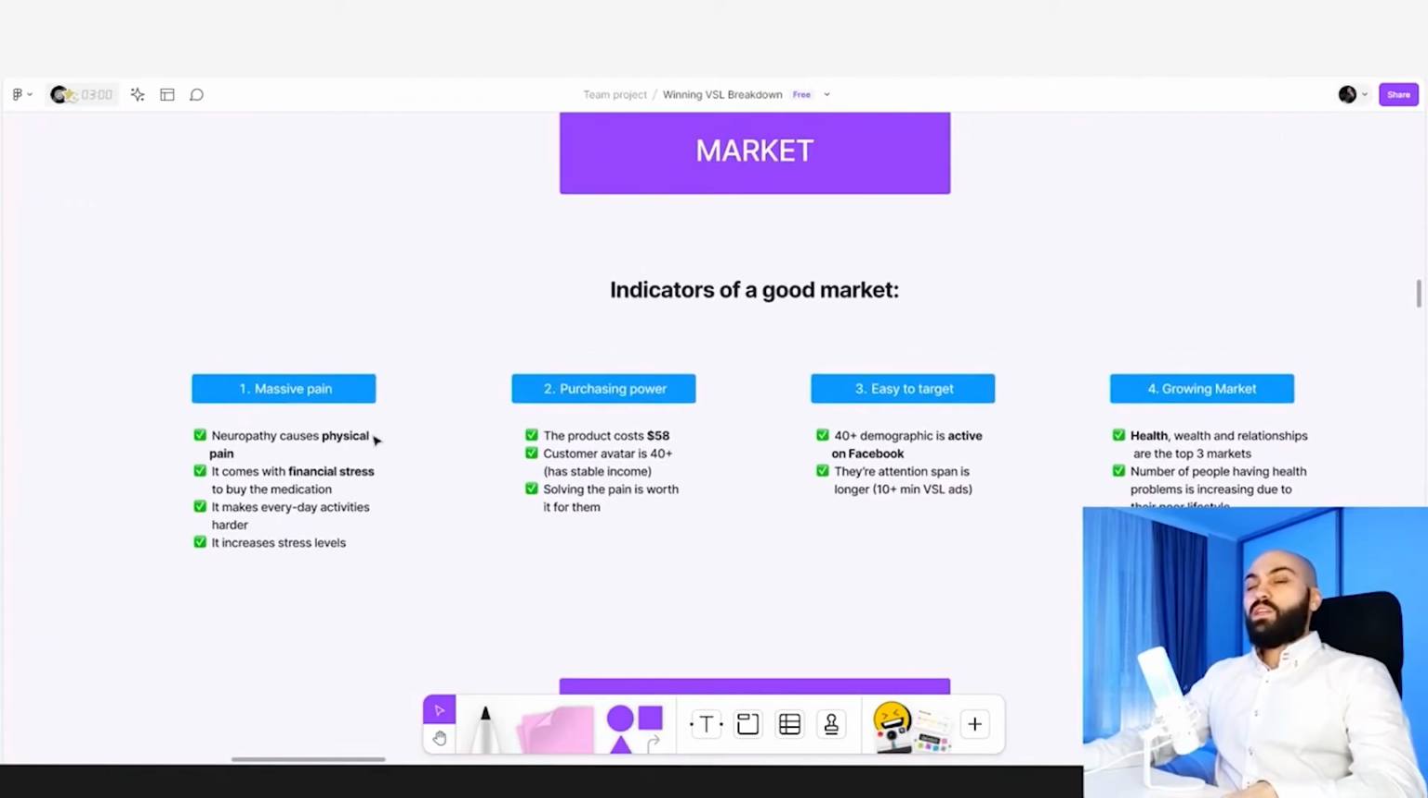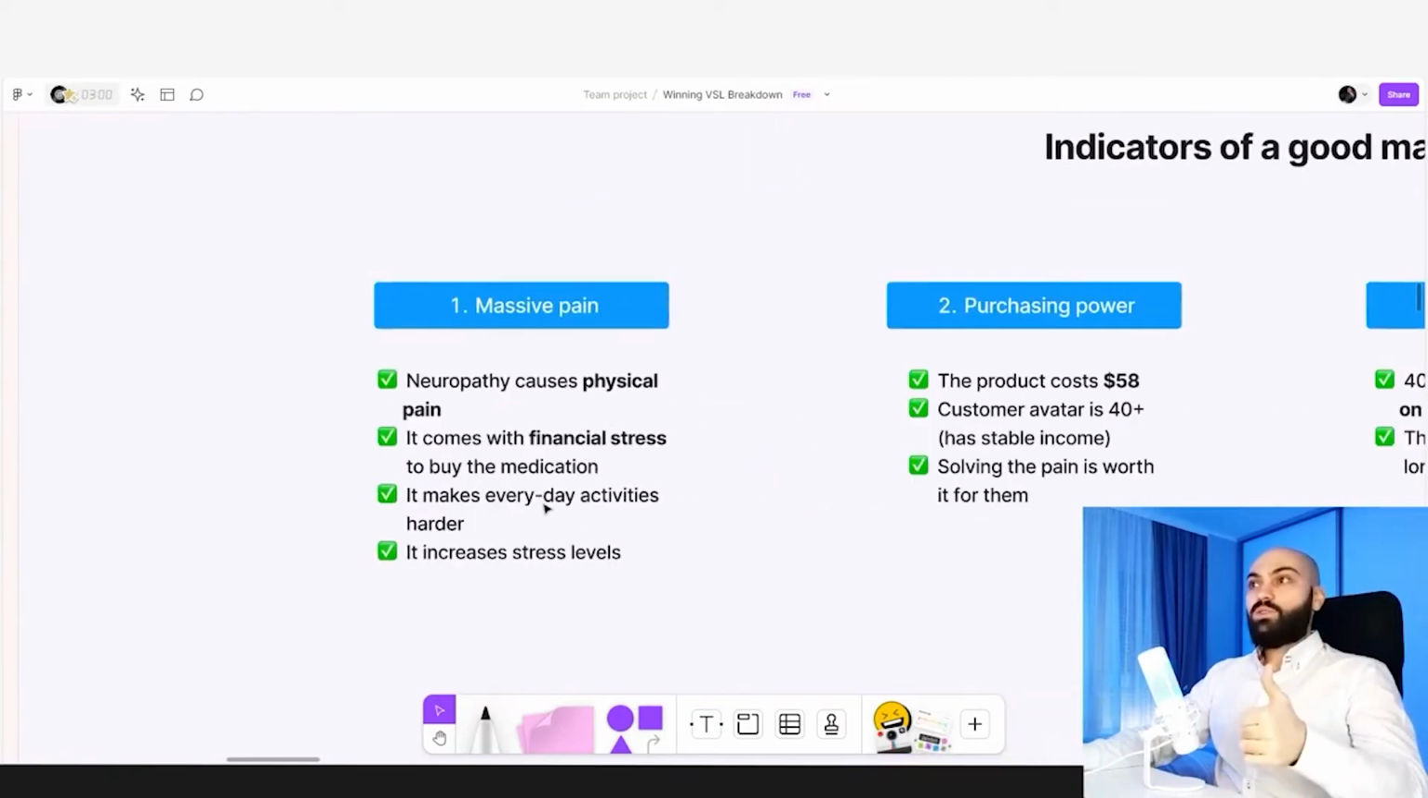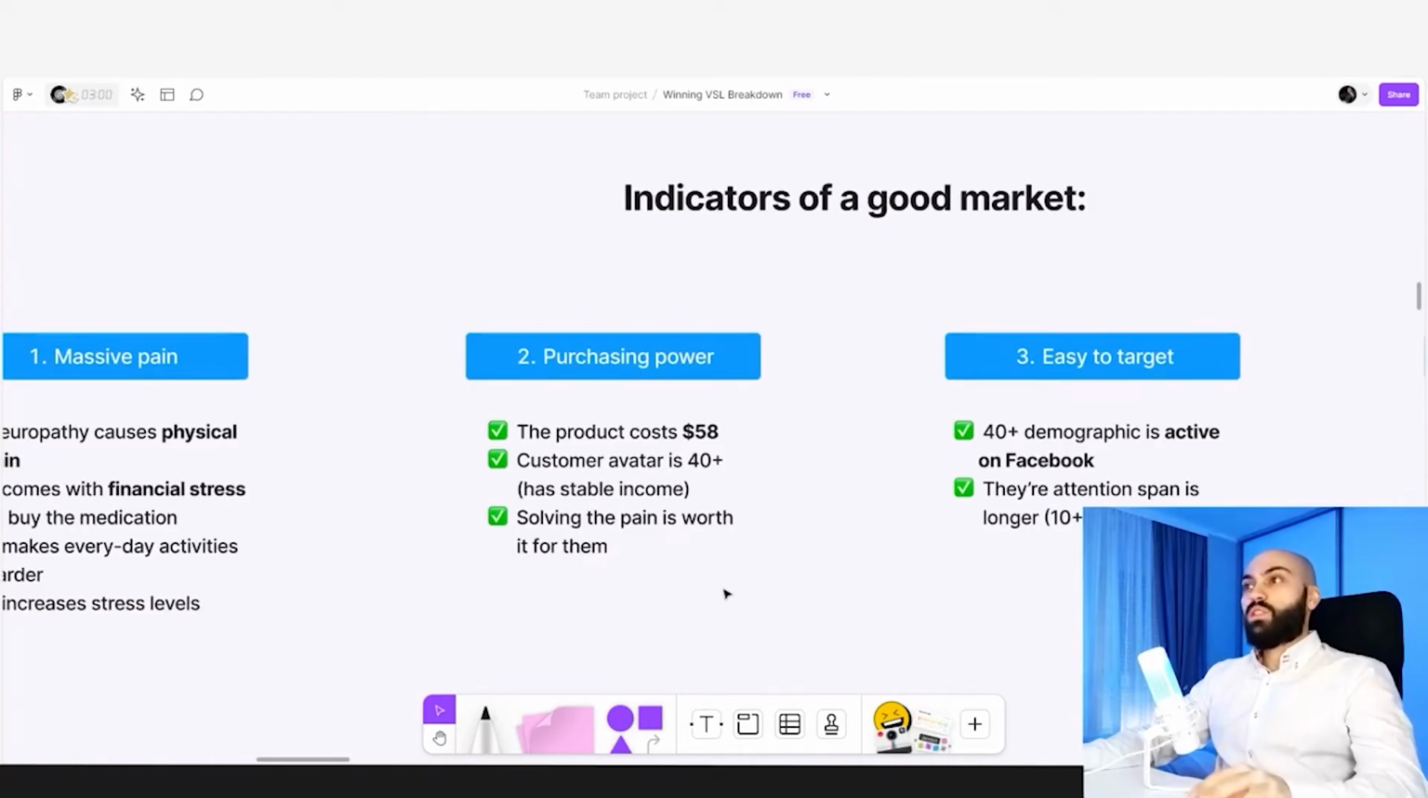Indicators of a good market are massive pain, purchasing power, they're easily targetable, and they're a growing market. Our market is perfect for this. Neuropathy causes physical pain, it comes with financial stress, it makes everyday activities harder, and it increases stress levels. So massive pain, checked. Purchasing power, the product costs $58, so it's a low ticket product.